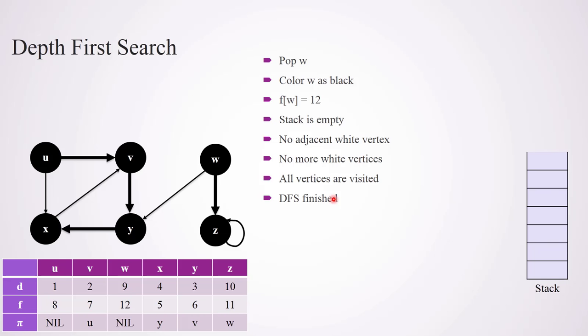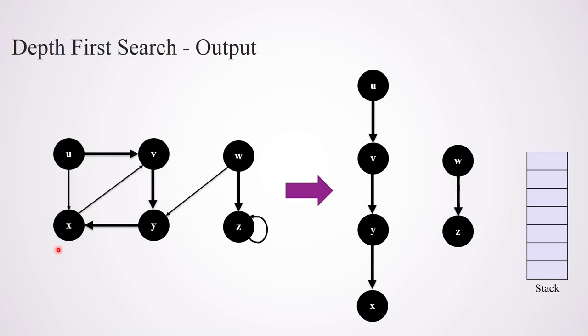So whenever we are discovering or visiting a vertex, we are changing its color to gray, and also updating the discovery time. So when will we say a vertex is finished? When no more adjacent white vertices are there, we will say the visiting of a particular vertex is finished. At that time we will label the finishing time and also color that particular vertex black. So this is the output we got.